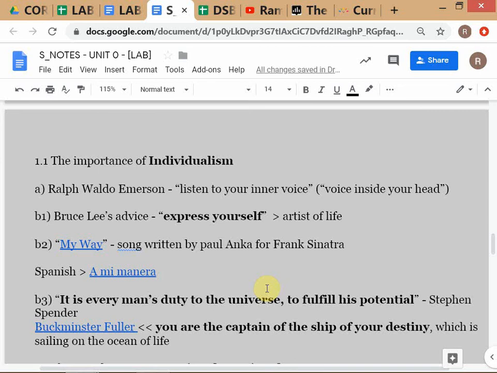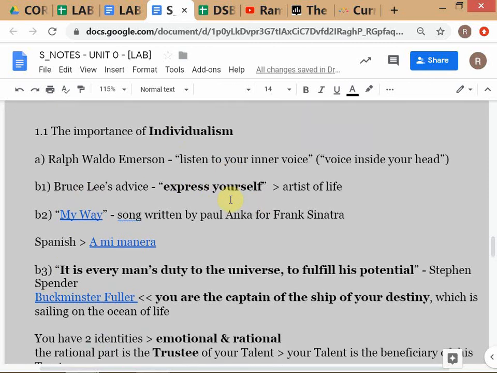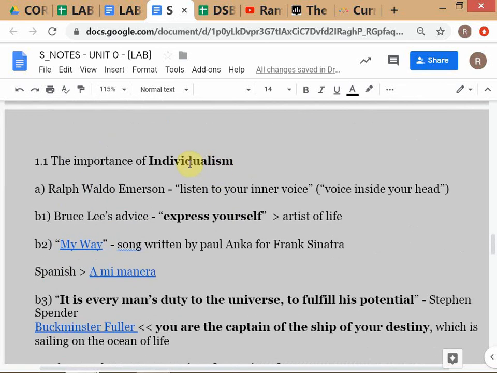Okay, there's a basic message, you all remember Bruce Lee? Yes, sir. So Bruce Lee used to say, he had this expression, express yourself. Bruce Lee was called the artist of life. He's a very interesting character actually. Philosophy, painting, he did a lot of painting as well. So express yourself, all these points are actually on the same theme of individualism. Okay, this is a famous American philosopher.